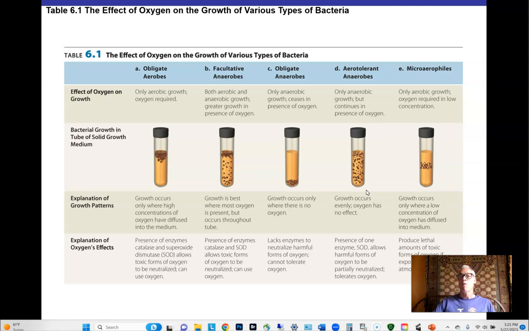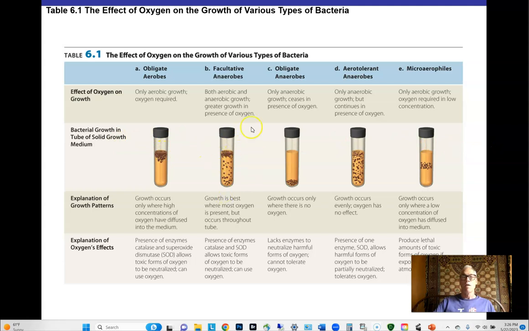And then finally, microaerophiles. Microaerophiles need oxygen, but they need a low level of oxygen. They can't tolerate high concentrations of oxygen like in the atmosphere, and they can't grow anaerobically. They need a small amount of oxygen, just the right amount, like the Goldilocks of bacteria, right? And they're called microaerophiles. So you need to know those, be able to know these classifications.